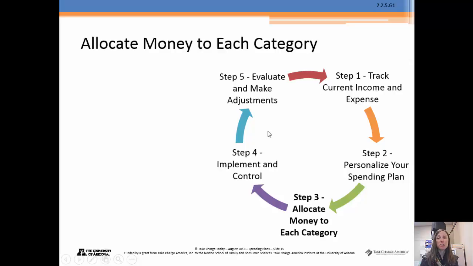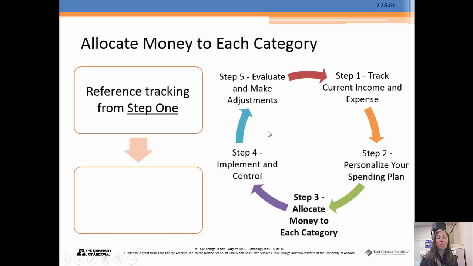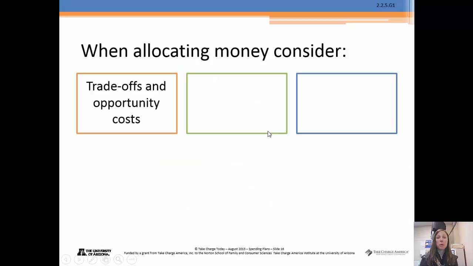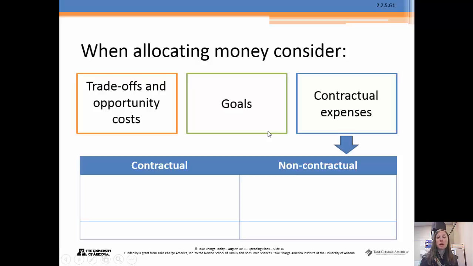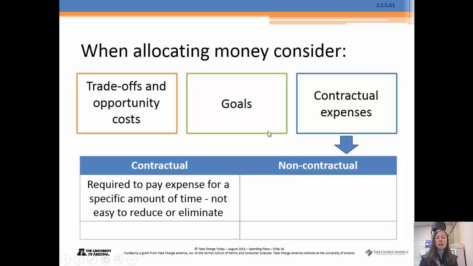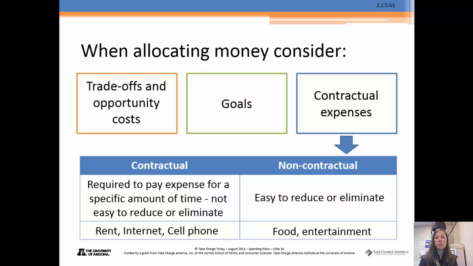So now we need to allocate money to each category. That's step 3. So we look at step 1 and determine what changes to make. When allocating money, consider trade-offs and opportunity costs, goals, and contractual expenses. A contract is required to pay for an expense. You can't just get rid of it, like your rent, internet, and cell phone bills are bills that have to be paid every month. Non-contractual is easier to reduce, such as food and entertainment.